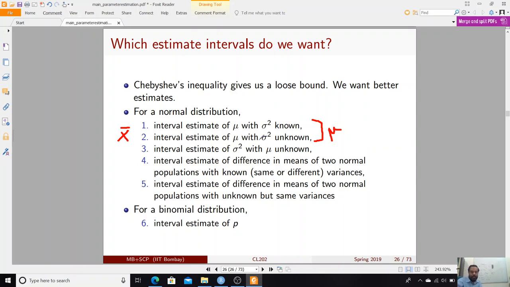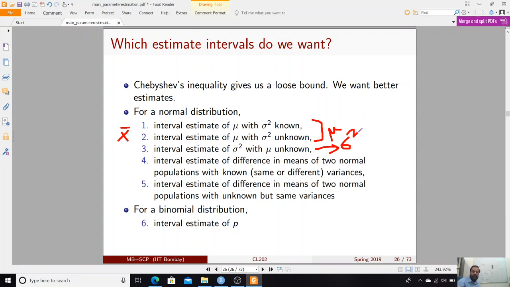The third problem is about finding the estimate for variance. So we will try to find out what is an interval for a variance. So this is also a case where both the mean and the variance are unknown.